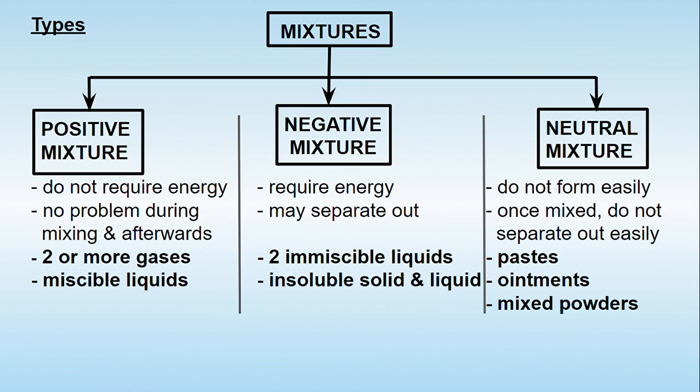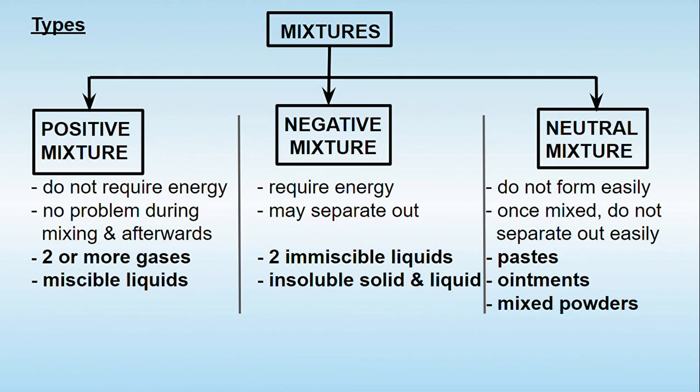Now let's go with the third type of mixer, that is called the neutral mixer. As the name suggests, the neutral mixers do not form easily, but once they are formed, they are not going to separate out easily. The simple example of this neutral mixer is a paste. Generally, we use toothpaste in the morning, in which insoluble solids are distributed into the liquid to give the semi-solid consistency, so it's not going to separate.